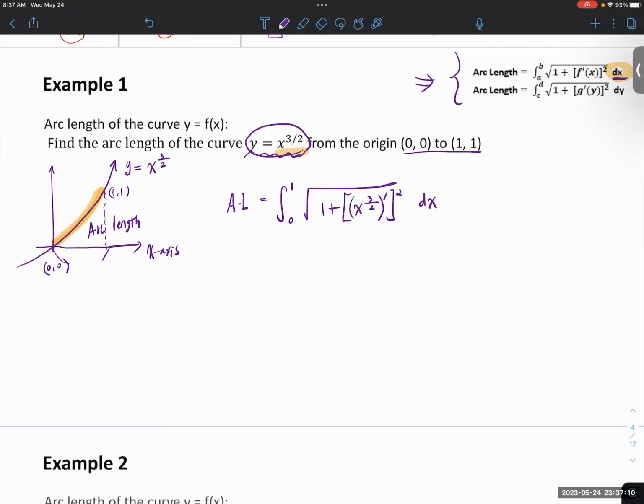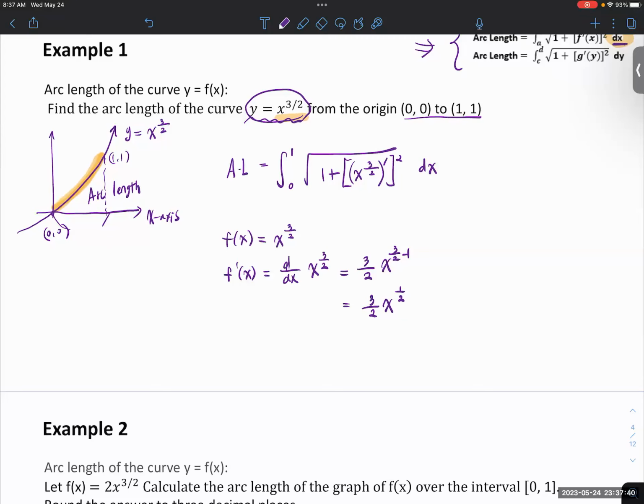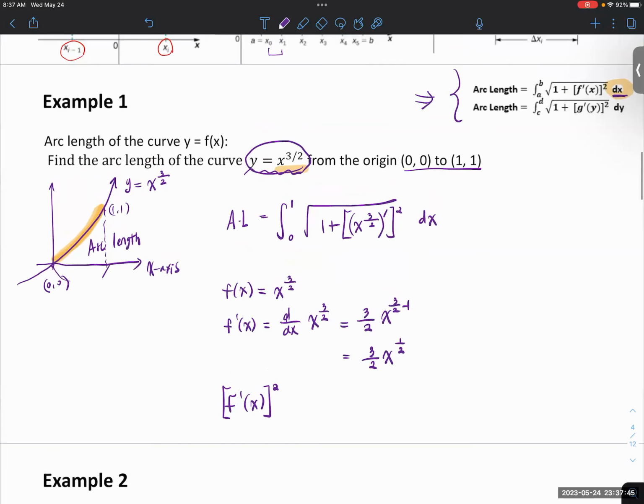So we're going to do it step by step. The f of x function is given, x to the 3 over 2. I want to find the derivative, d over dx of x to the 3 over 2. So when you solve the differentiation, this is going to be 3 over 2, x to the 3 over 2 minus 1, which is 3 over 2, x to the 1 over 2. So this is f prime. And then according to the formula, we are going to square it.